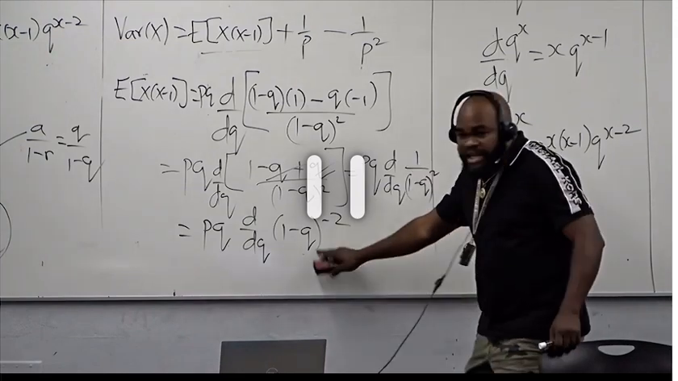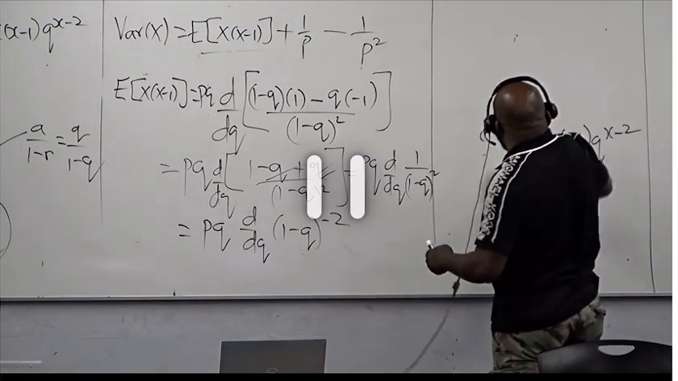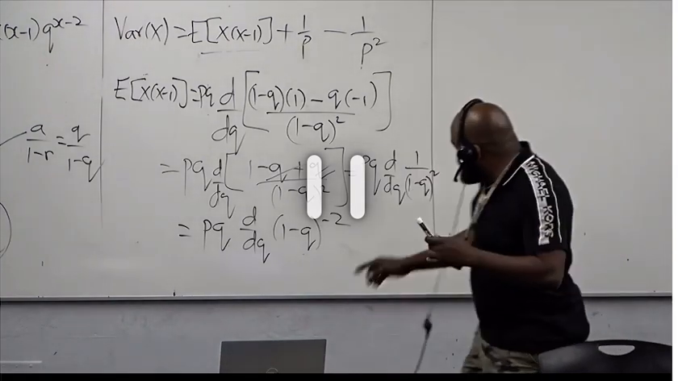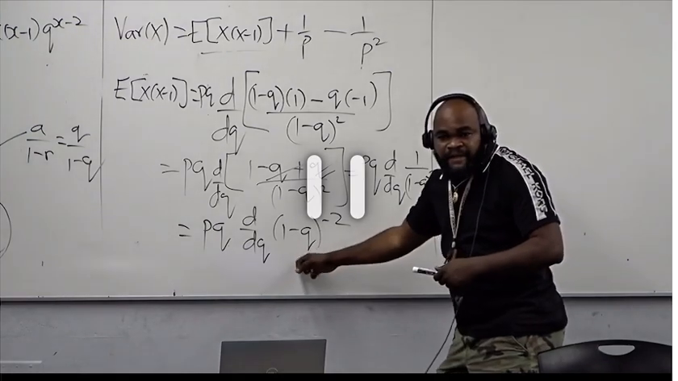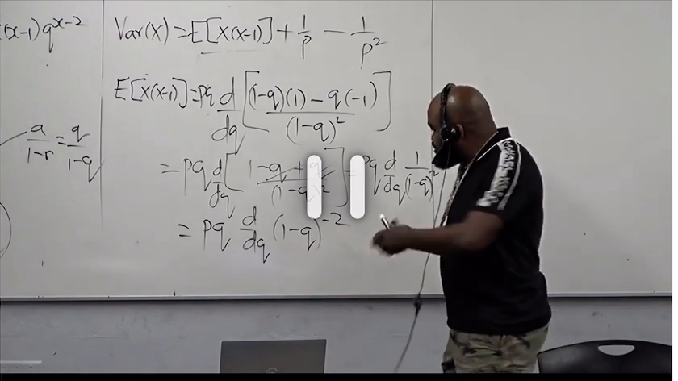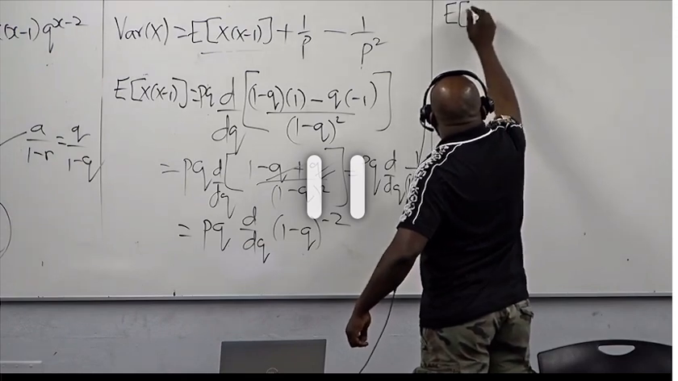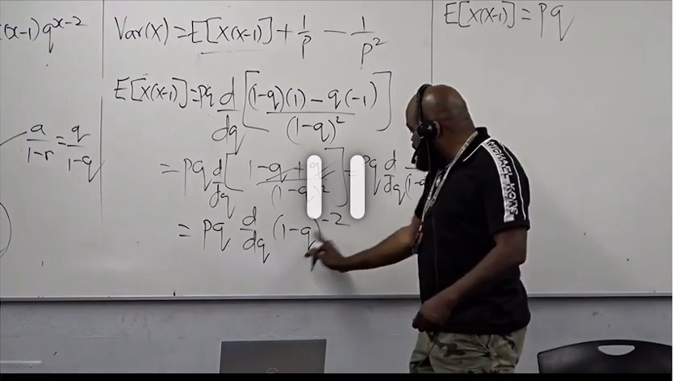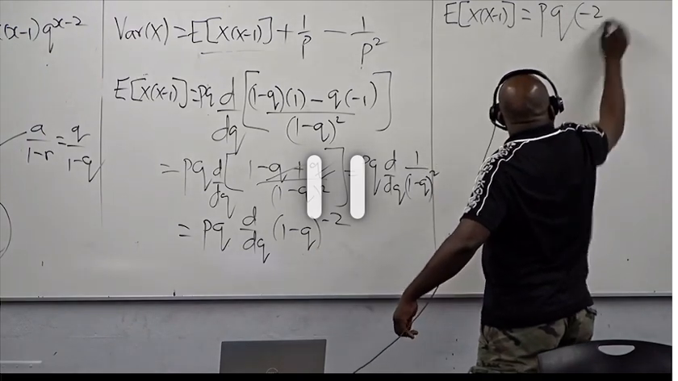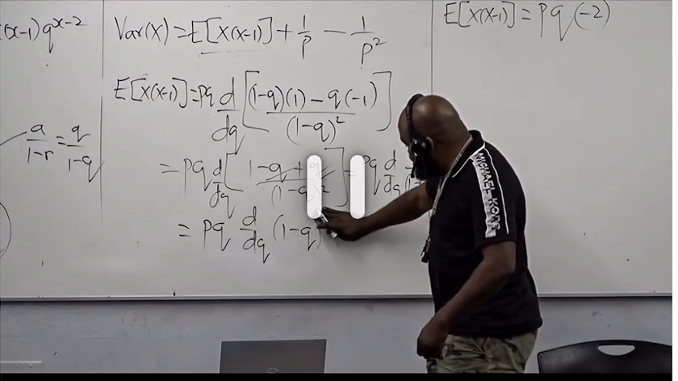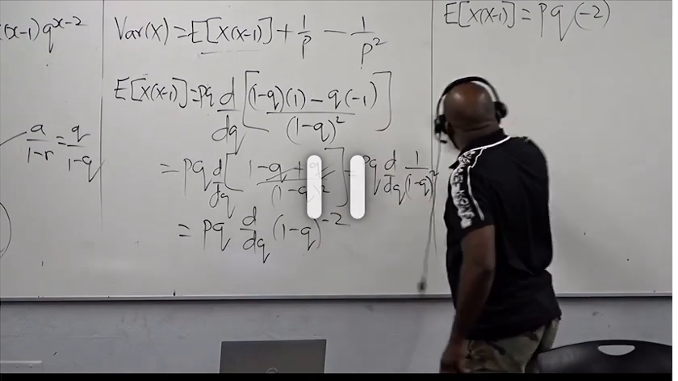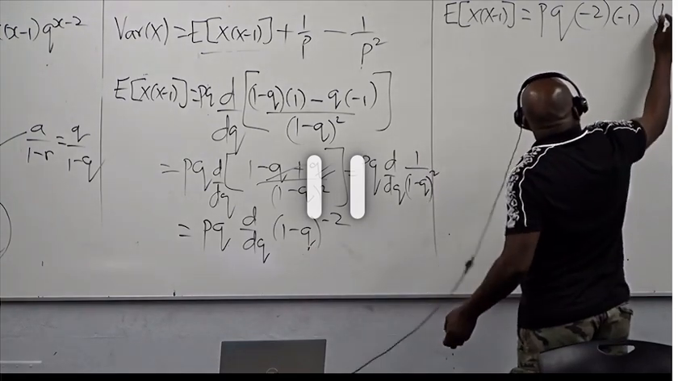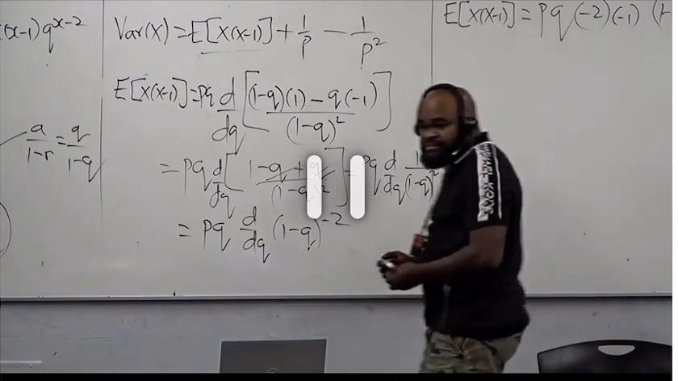Then I'm going to differentiate this now. How do I? This is a composite function. So here I'm going to have PQ. Differentiating this one, the negative 2 will come down. Differentiate what you have inside, negative 1 will come out. Then you write the whole of this, 1 minus q raised to the power minus 3.